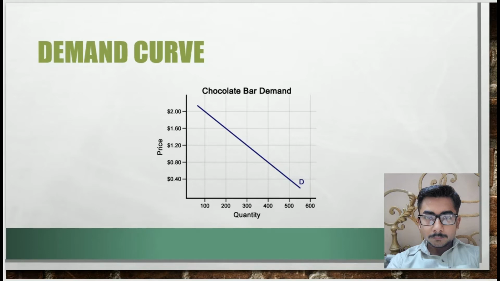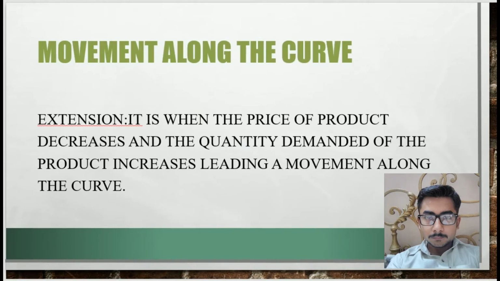Then after this law of demand, we have movement along the curve. We use the terms extension and contraction. These are both technical terms which are to be used in exam answers in past papers. Extension is when the price of a product decreases and the quantity demanded of the product increases, leading to a movement along the curve. We use this term in order to denote the movement along the curve.